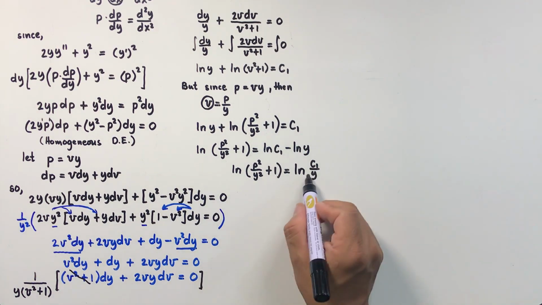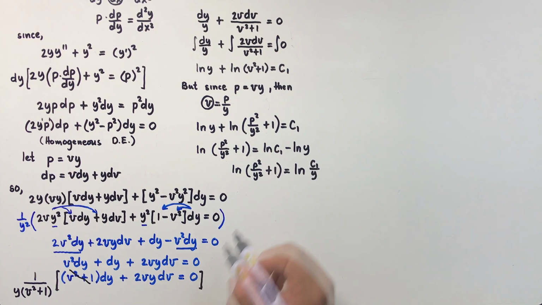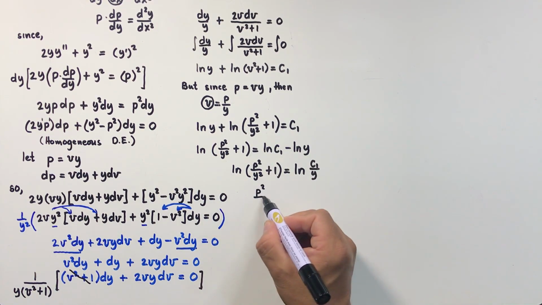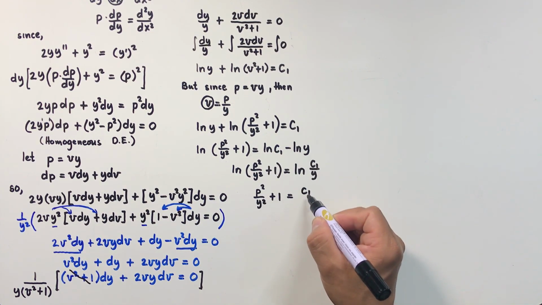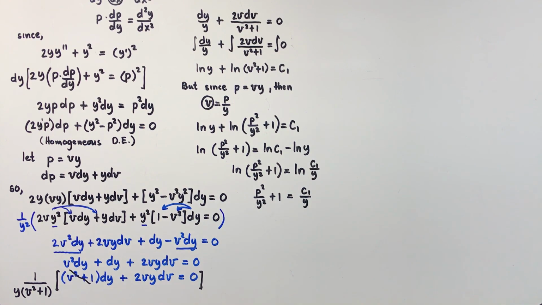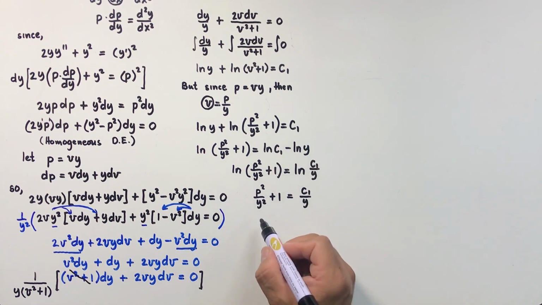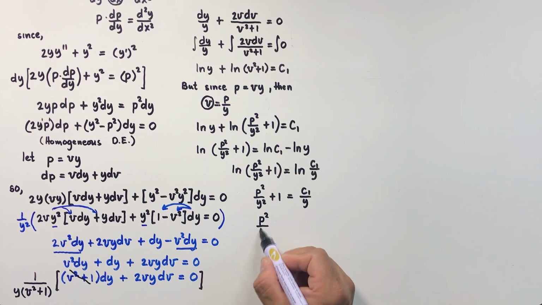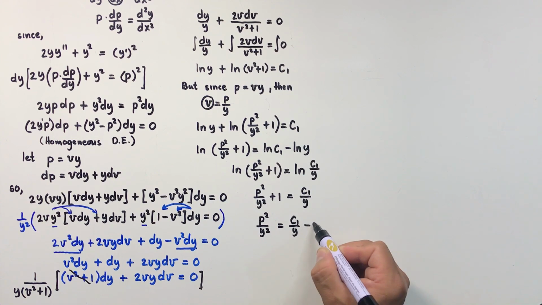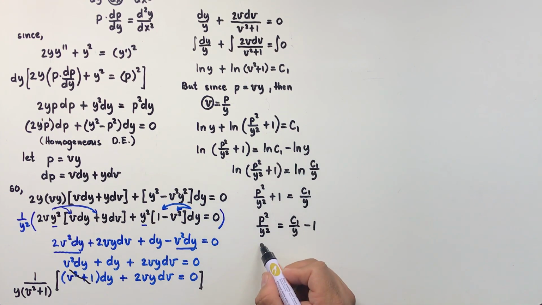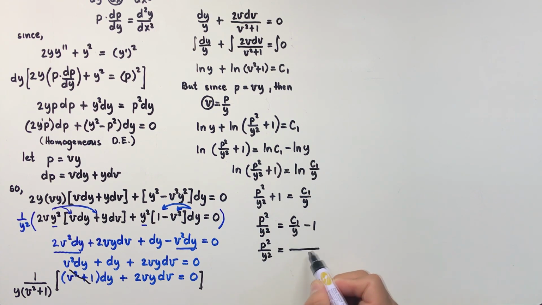Now, raising both sides of the equation to e, we have p squared over y squared plus 1 is equal to c sub 1 over y. And moving this 1 to the right, we have p squared over y squared, which is equal to c sub 1 over y minus 1. And combining the two terms at the right, we have this y as the LCD of the two. So this is c sub 1 minus y.